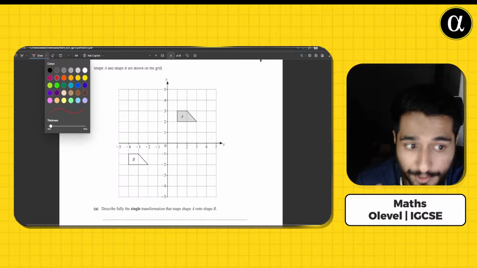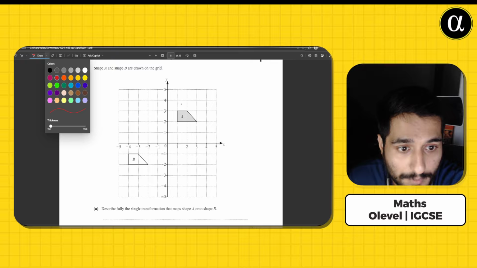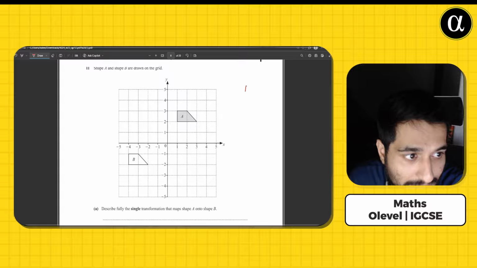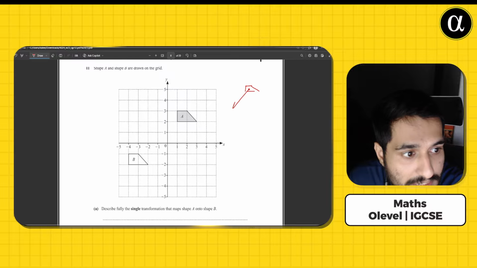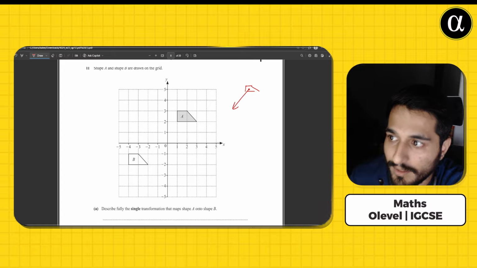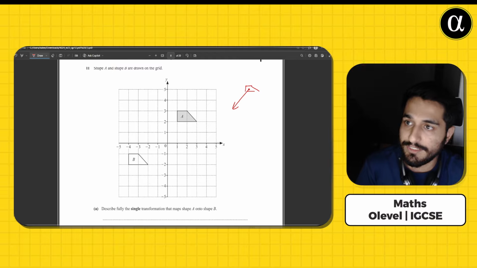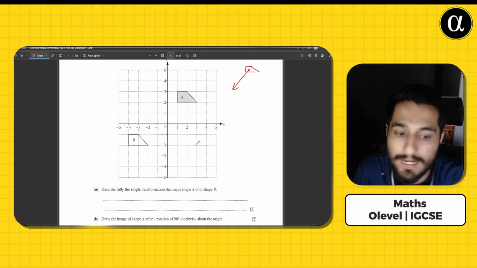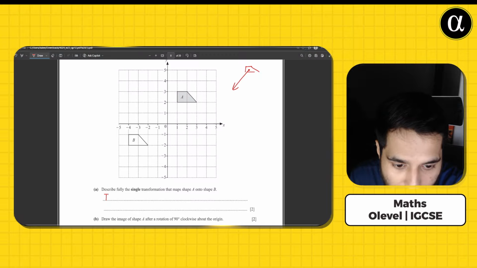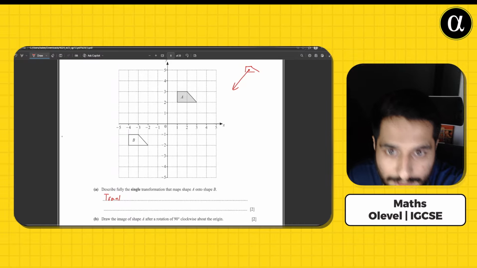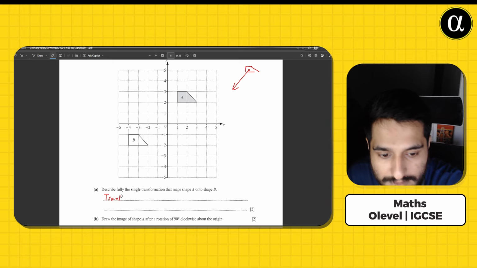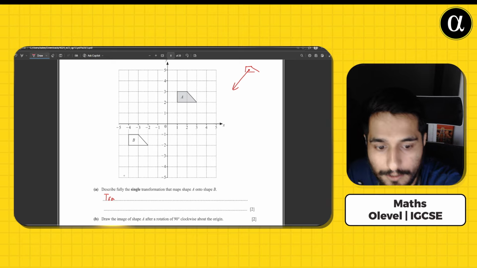The second thing that I'm going to check is whether or not this looks like a copy paste. This looks exactly like a copy paste. Why? Because you've just picked up this A and lifted it somewhere and placed it, right? So it's going to be a translation because this looks like that case of copy paste. So the first thing that we're going to write is that A onto B is going to be a translation. Now translation is always answered in the vector format. Let's see how we answer this.